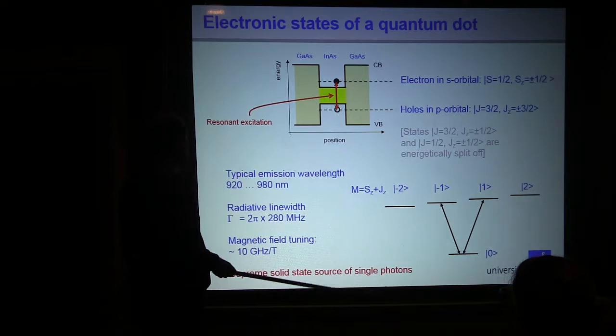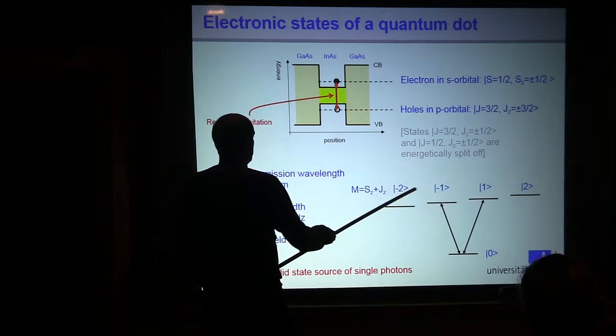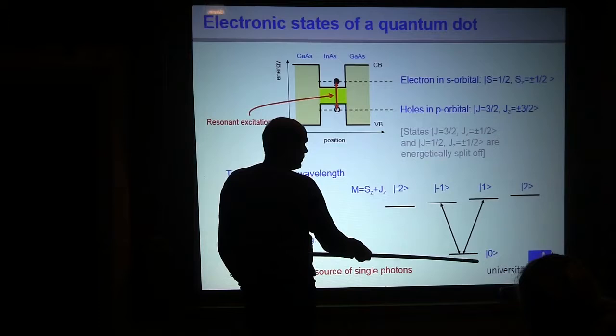We can be focused only on those states which are near resonant, which are basically these four states that we can create, quantified by the total projection of angular momentum SZ plus JZ, and these go from 2, 1, minus 1, and 0. These are all the exciton states here. The ground state, of course, is zero excitation, so this is the state where there's nothing around.